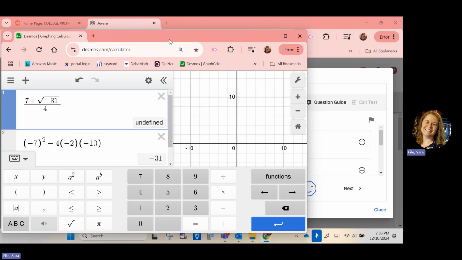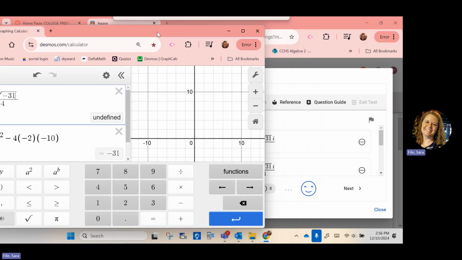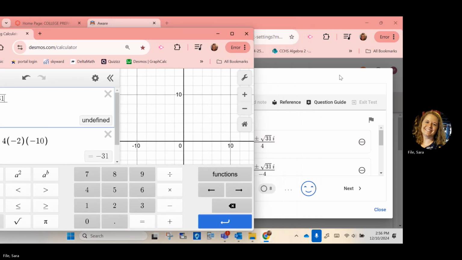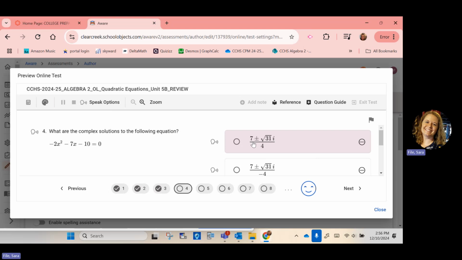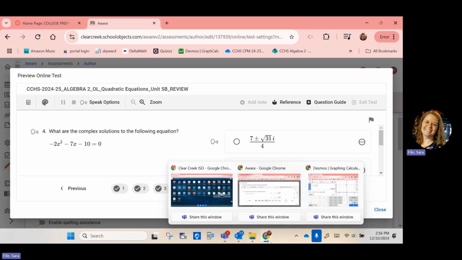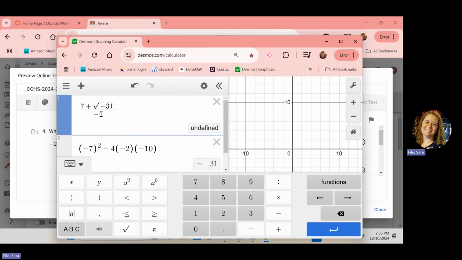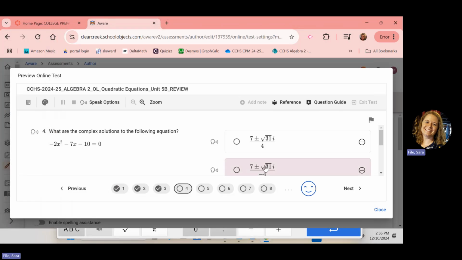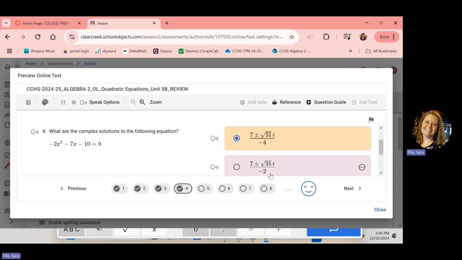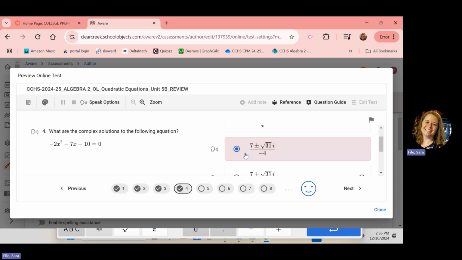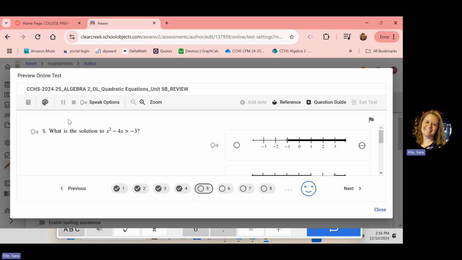So my answer choices, let's see if we have a 7 plus or minus the square root of 31i over, this one's over 4 and this one's over -4. So remember, it was over 2a and ours came out to -4 because a was negative. So it should be over -4. So it should be this one. That one didn't multiply the 2 times a, and neither did that one. Okay, so that's what it should have come out as.